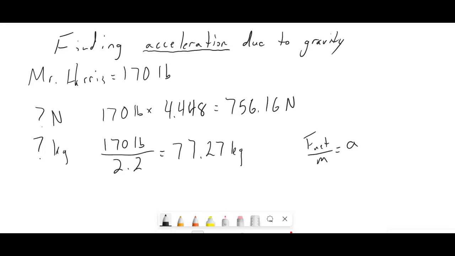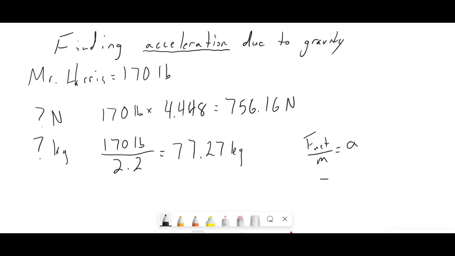It's like, Mr. Harris, well, what about net force? How do we know that 756.16 newtons is the net force? Because that's my weight, the force of gravity pulling me down. So if you threw me out of a plane and got rid of air resistance, my net force would be the force of gravity, which would be 756.16.